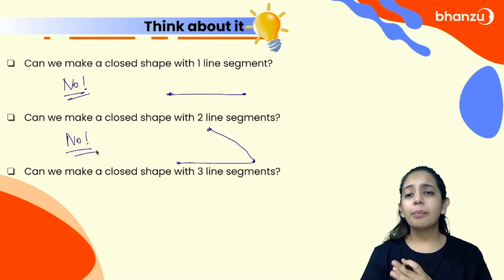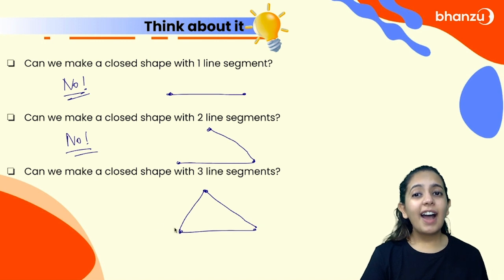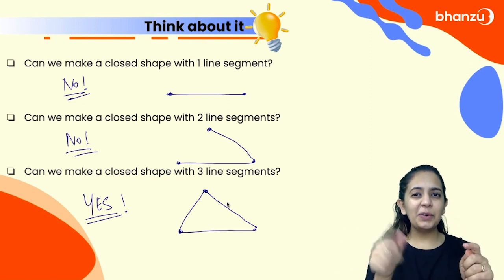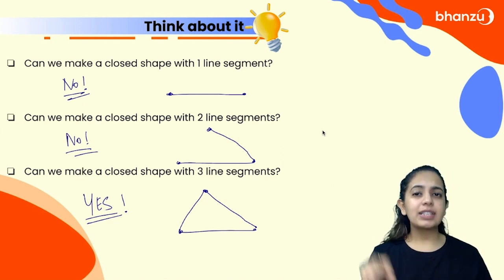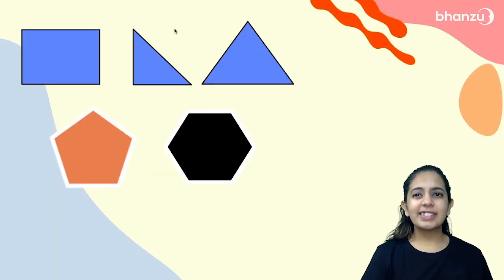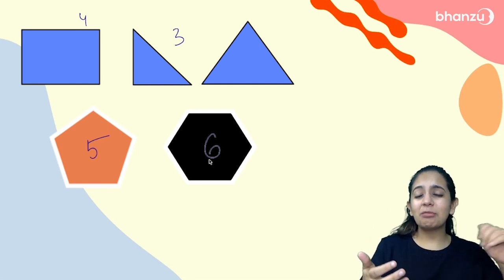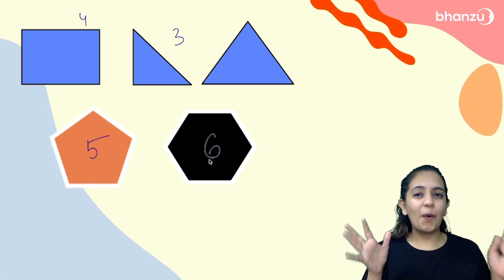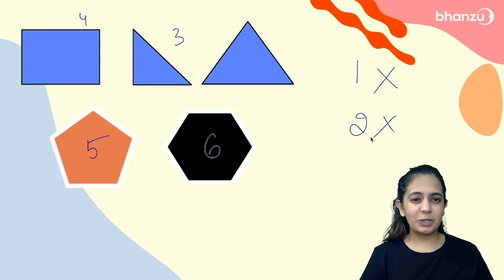And how about making a closed shape with three line segments? What do you think? Can we do that? If I have one over here, second over here and third over here. Yes, we can actually make a closed shape with three line segments. And wait, what do we call this shape? Triangle, right? So definitely we can make a closed shape using three line segments, four line segments, 5 line segments, 6 line segments, but we cannot make closed shapes with 1 or 2. We can even make with 7 line segments, 8 line segments, 9 segments, and so on. But we cannot make closed shapes with 1 line segment or 2 line segment.